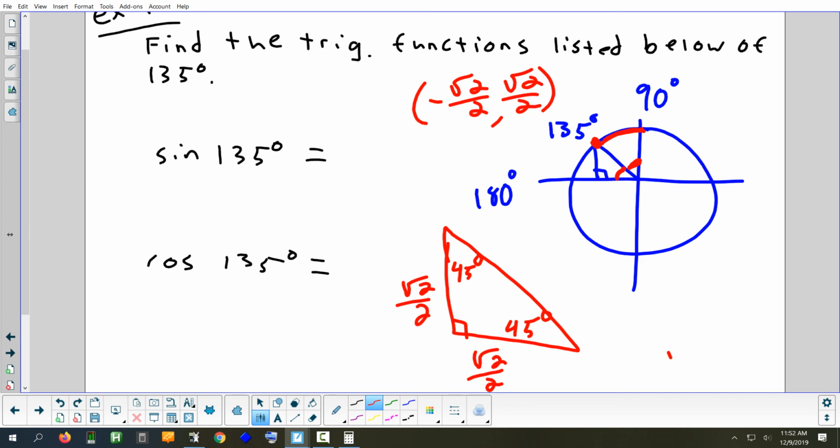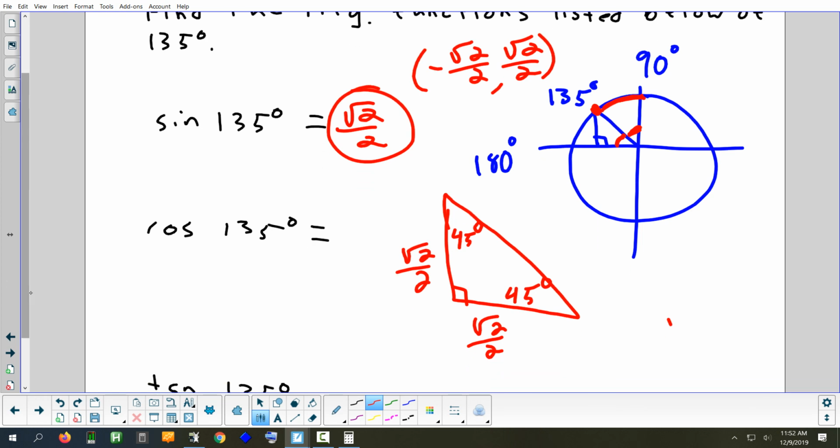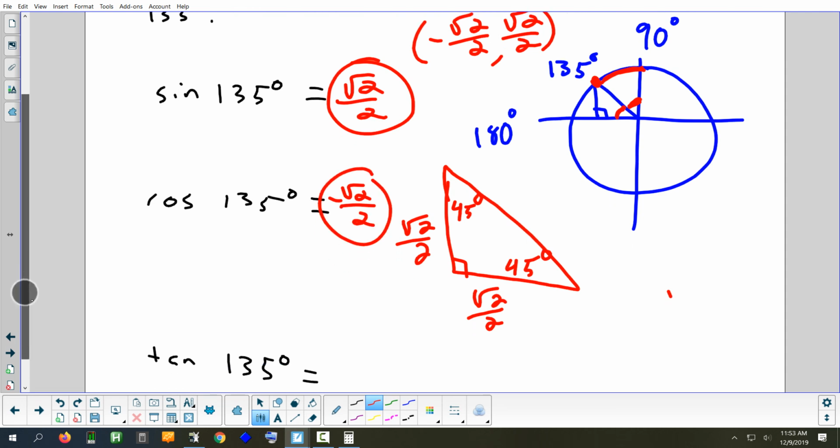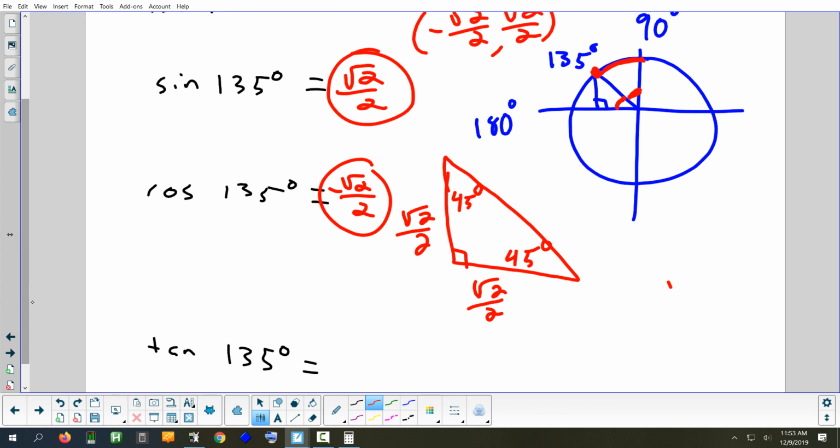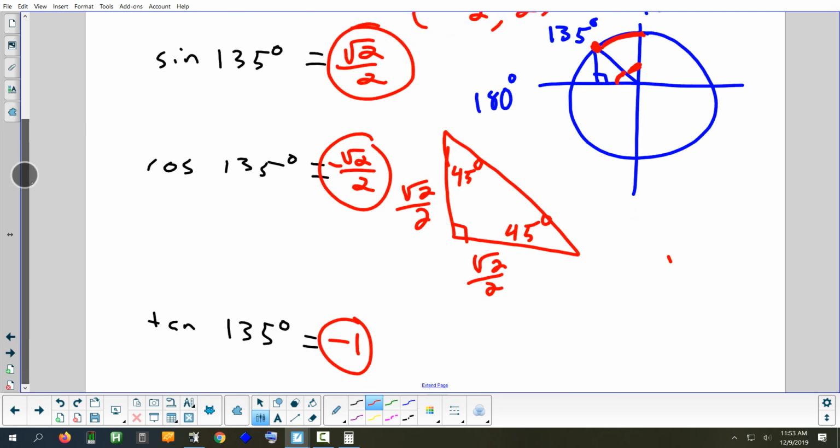And now we can do all the trig functions. We're just going to do the sine, the cosine, the tan. Nikara, what's my sine? Positive. Why? Chris, what's my cosine? Negative root 2 over 2. Yep. And my tangent, I'm dividing two things that are opposites. So what do you get when you divide opposites? Negative 1. And you could flip them all to get the other three. That's it. It's 135.